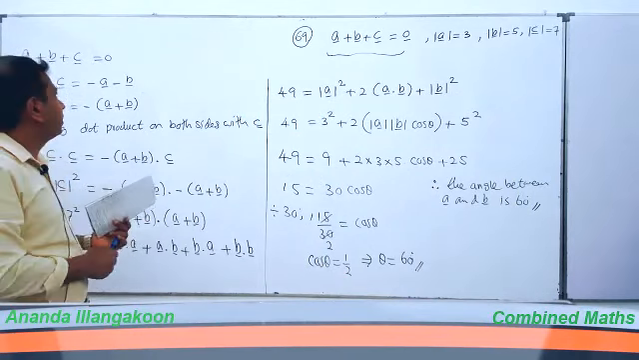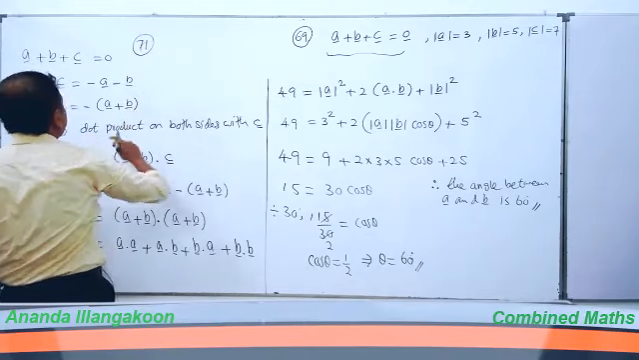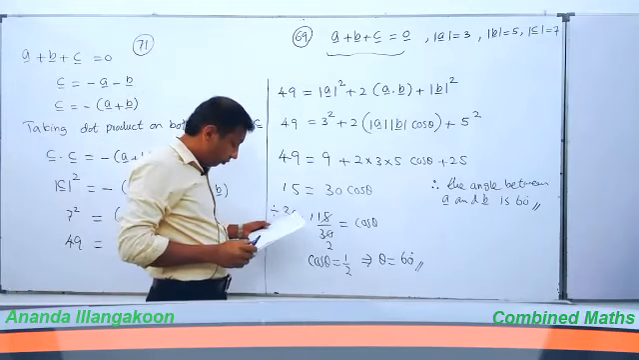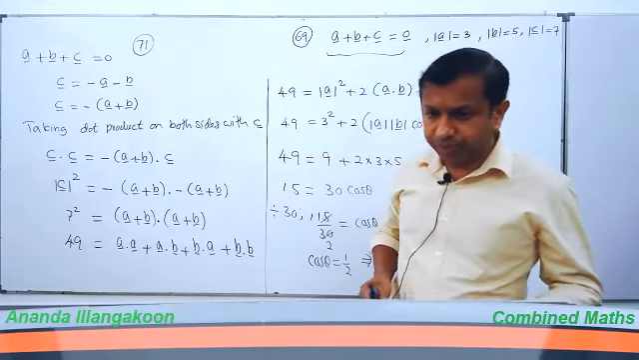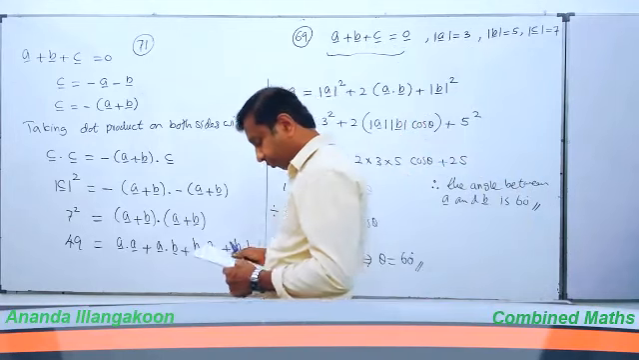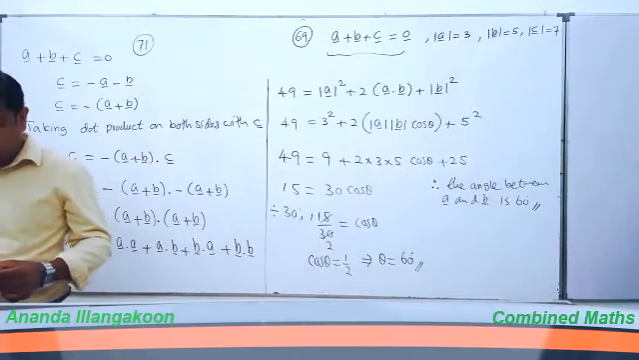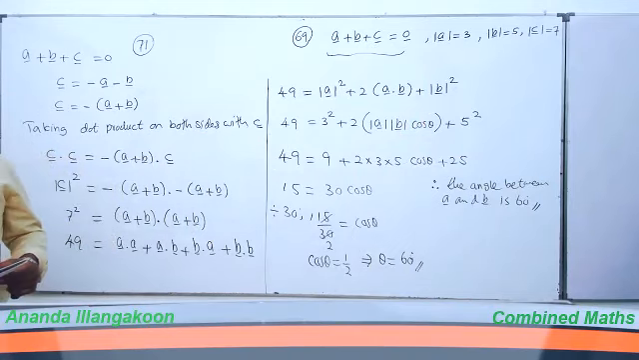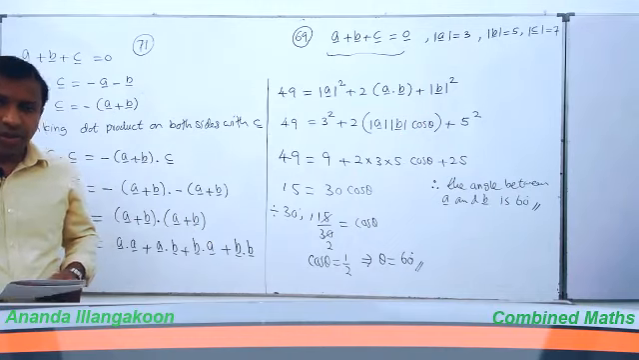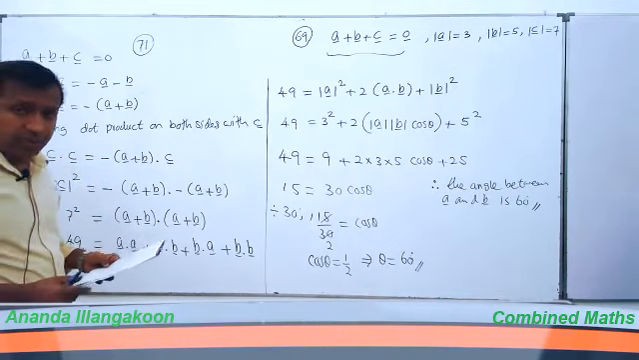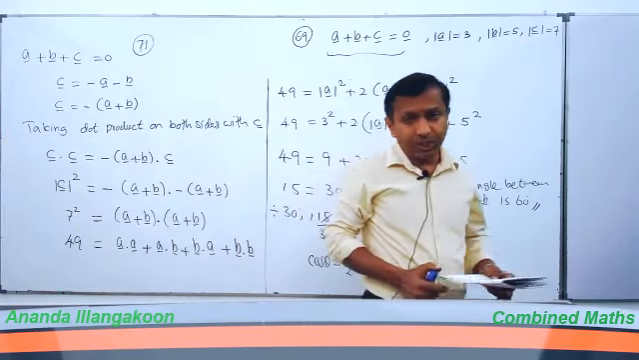And we will take number 71. Number 71, that's next. Vector A and vector B are two vectors perpendicular to each other. A and B are two vectors perpendicular to each other.